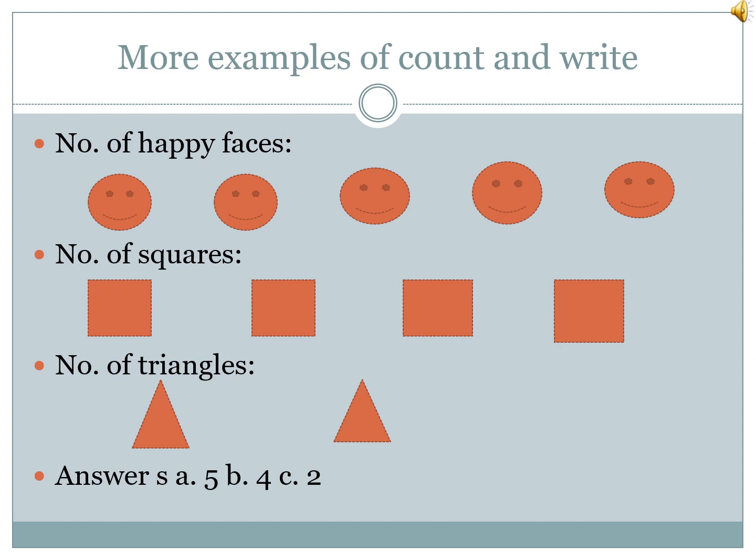Here we have some more examples of count and write, starting with the first shape, that is happy faces. Let us count the number of happy faces here. 1, 2, 3, 4, 5. Number of squares, 1, 2, 3, 4. Number of triangles, 1 and 2. So here we can see the number of happy faces, squares and triangles are different. Answer is happy faces are 5, number of squares are 4, number of triangles are 2.